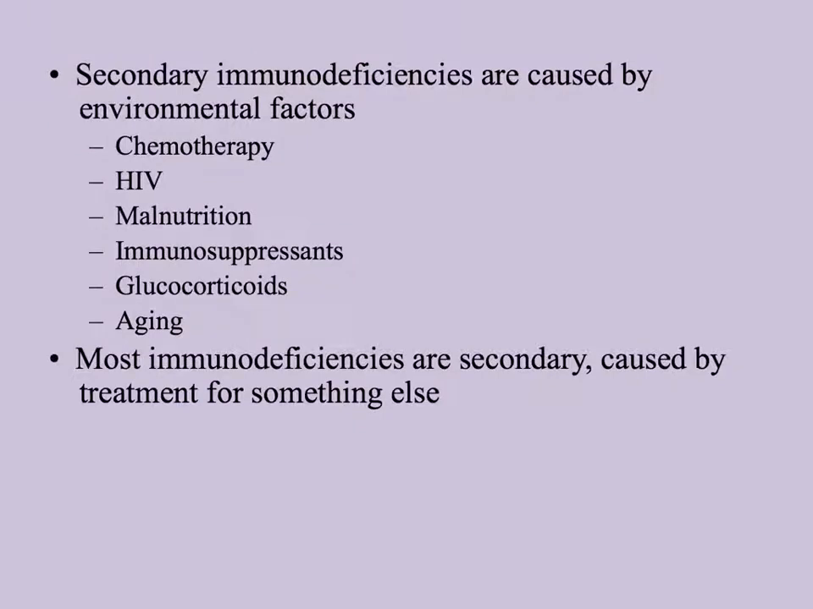The secondary immunodeficiencies are caused by outside environmental factors, things like chemotherapy and having HIV virus in you, or not getting enough of the right nutrition, being on an immunosuppressant drug because of some other condition, being on a glucocorticoid, cortisol, hydrocortisone. These are all immunosuppressants we talked a little bit about in the endocrine system, and just generally growing older may cause a secondary immunodeficiency. So most of the immunodeficiencies are secondary. Most of them are caused by treatment for something else. So it's kind of an unfortunate side effect of somebody having to deal with a particularly acute illness.